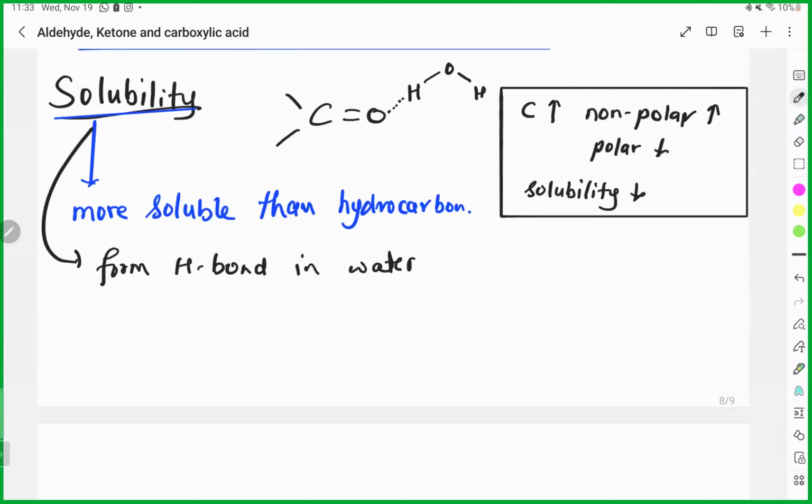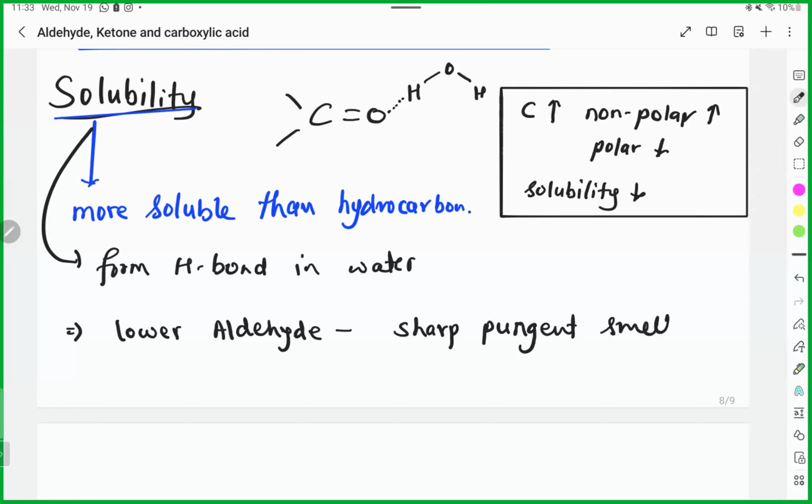One more thing that we usually miss because this is more of a theoretical part, but still can be asked in the exam. If you take the lower aldehydes, they have a very bad, sharp, pungent smell. It is a simple point. And if you increase carbon, this pungent smell will reduce, and a good smell or fragrance will increase.